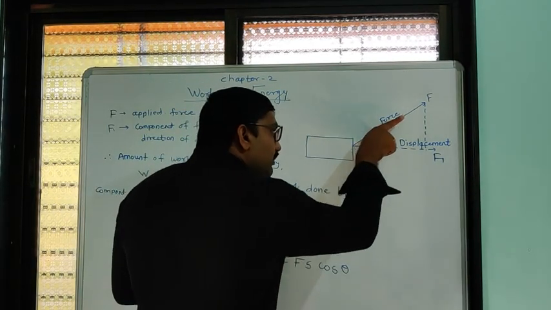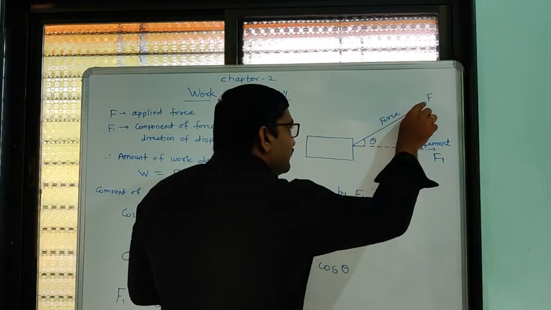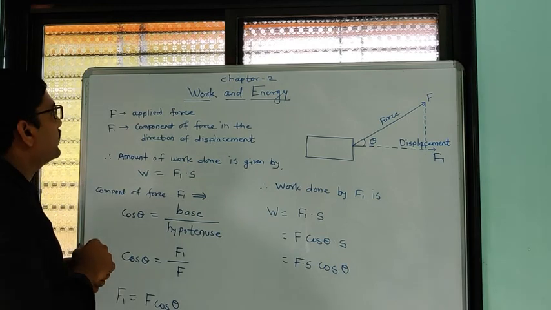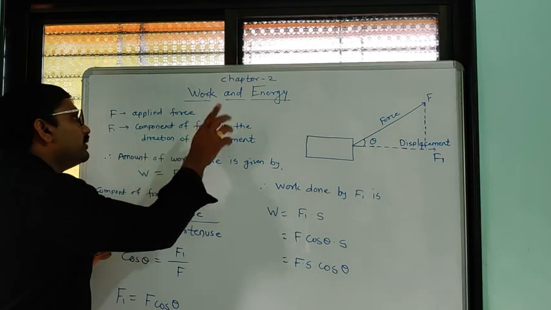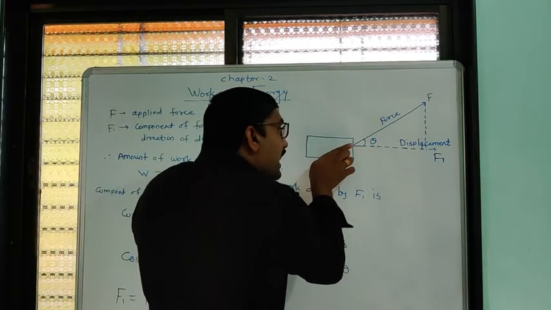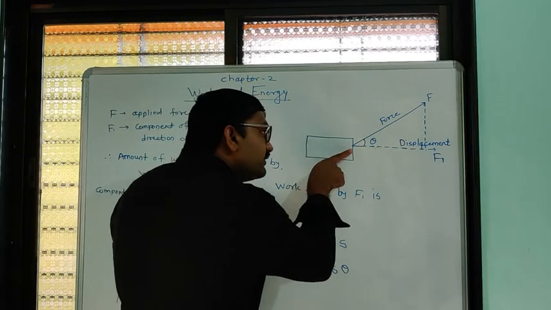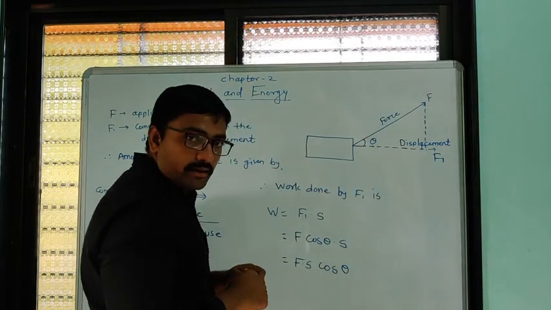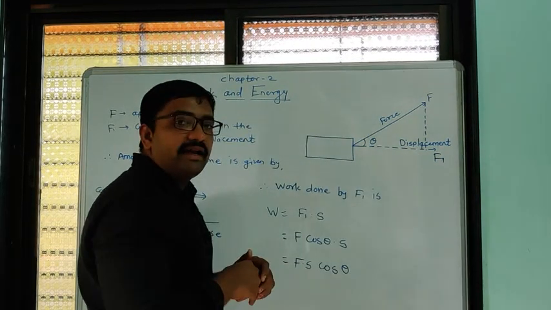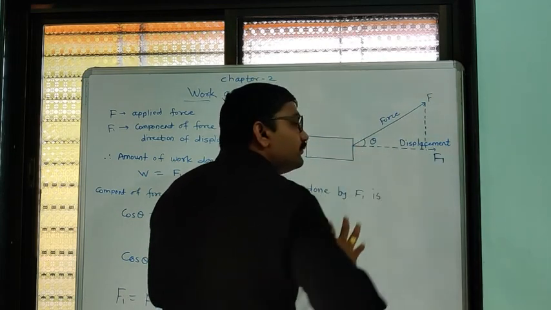But the application of force is in this direction, so this direction we call F. Then F1 is the component of force in the direction of displacement. Actually, we are applying force in this direction, but displacement is not produced in this direction. Displacement is produced in the exact horizontal direction. So this F1 is the component of this force.